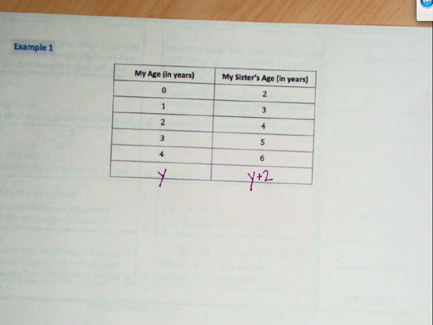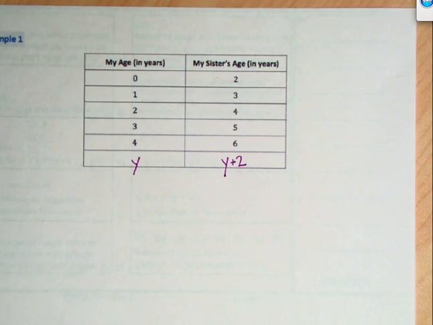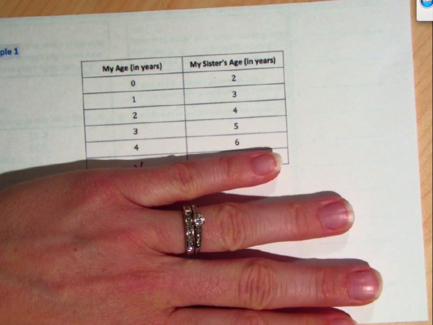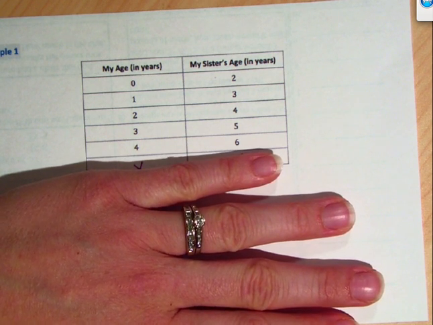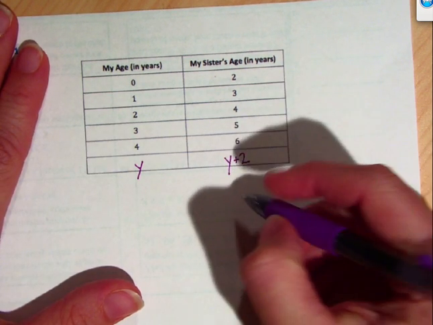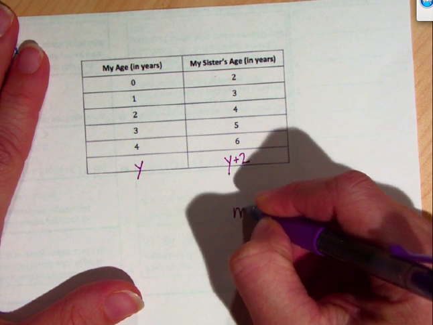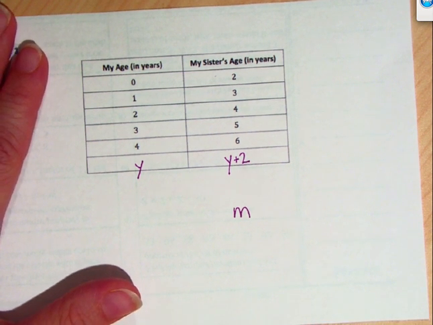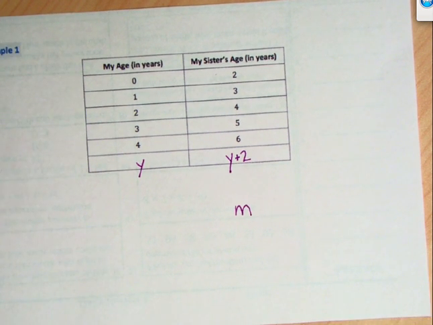Okay, let's say I don't know my sister's age. Okay, so let's ignore that last column that I had there. Let's say we don't know my sister's age. Okay, so my sister is, let's do M. My sister is M years old. M is her age in years. And I want to know how old am I? When she's M, how old am I?